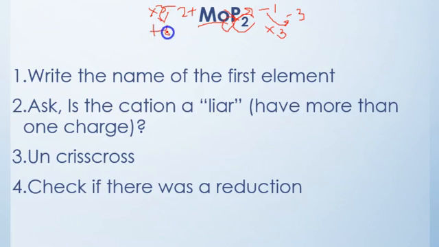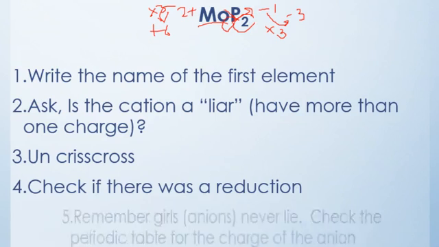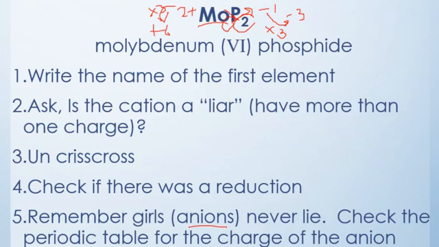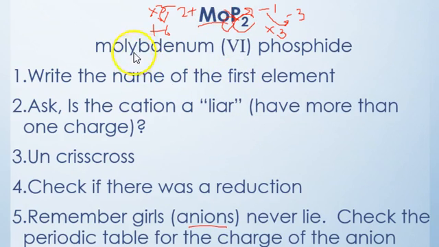It was a +6. So you always check the girl or your anion, because the girls don't ever lie about their charges. And so I am going to uncrisscross that to answer the question, what is the name of this formula? Molybdenum(VI) phosphide. Okay.